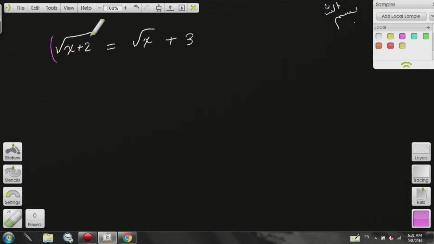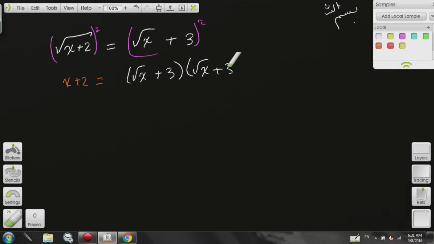So we can square both sides, because that way we'll get rid of this one, okay? We'll get rid of this one. So then here you get x plus 2 equals. Now here you're going to have to be careful, because here you're going to have to FOIL. Because this is going to be square root of x plus 3 times the square root of x plus 3, like this. Okay? That's cool.